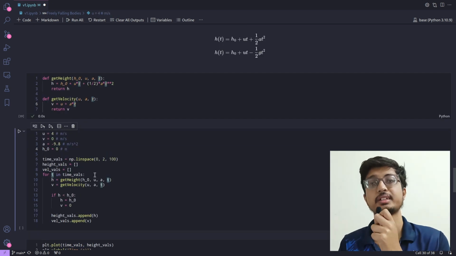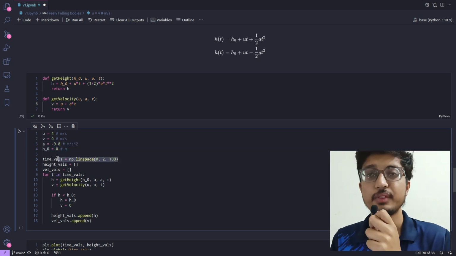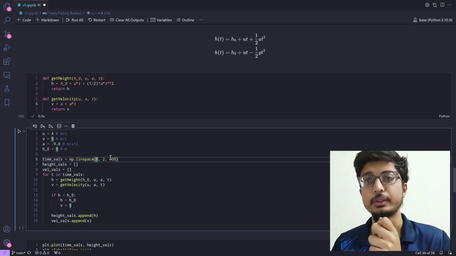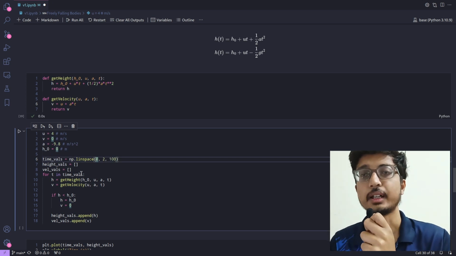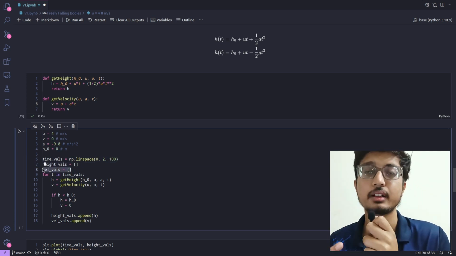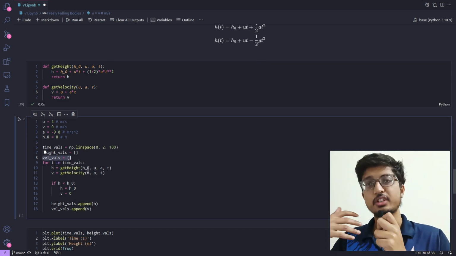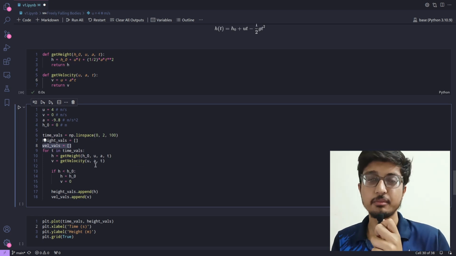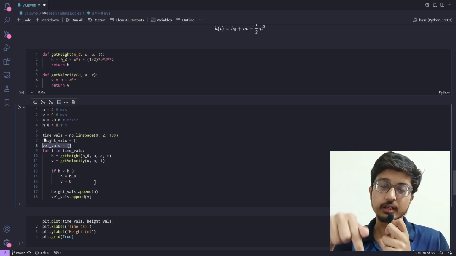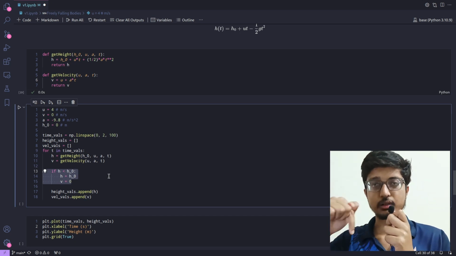Similar to the first plotting scenario, I have again defined these initial values here, and then the time values array, which is from 0 to 2 seconds now, and again with 100 values in between for a much finer calculation. And I'm defining height values and vel values, which are two empty arrays for containing the values of height and velocity. Again, I'm using a for loop to go through each time value to make the same calculations. But here, since I don't want the ball to keep on falling even after crossing the ground, I have introduced an if condition to check when the ball is lower than the initial height.